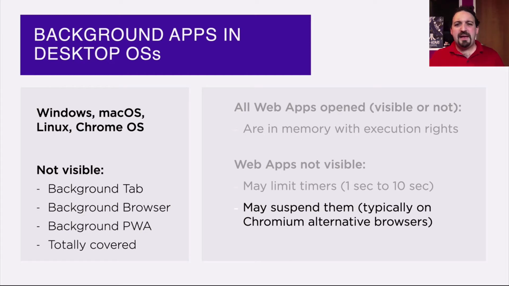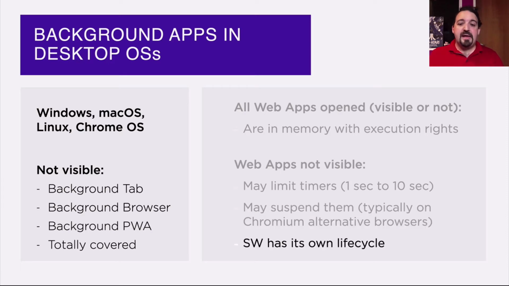This is currently typically happening on Chromium browsers that are not Google Chrome, for example, Brave or Sidekick. So these browsers are targeting users who want to save battery. So basically when a tab is in the background or is hidden, they will freeze the tab, they will suspend the tab, and sometimes they might even discard the tab from memory. Remember that service workers have their own lifecycle, so they might still be running there for a while.